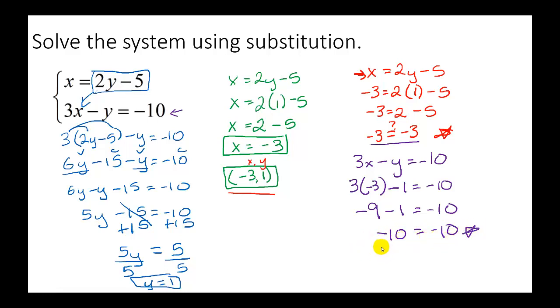Yes, it does, which means having our solution of negative 3, 1 work in both of the original equations, we know that we have verified our answer and the two lines of this system intersect at negative 3, 1.